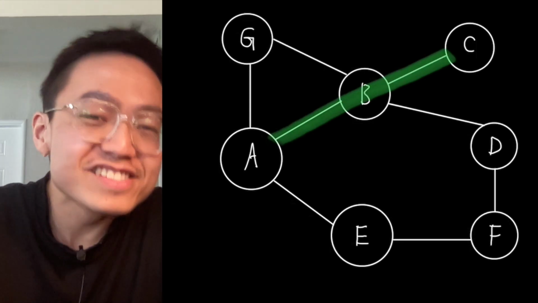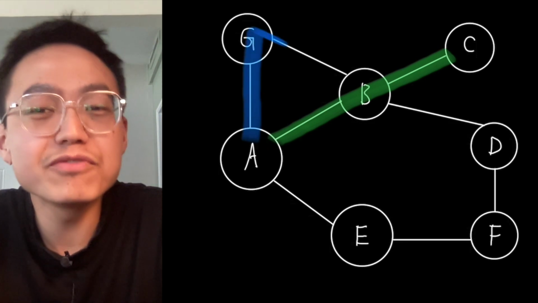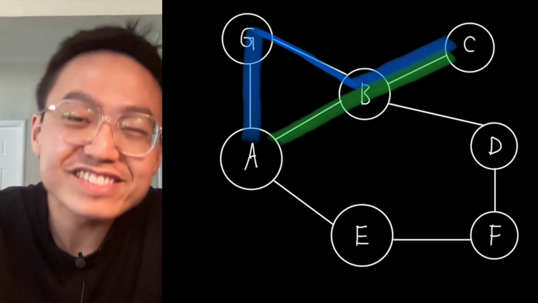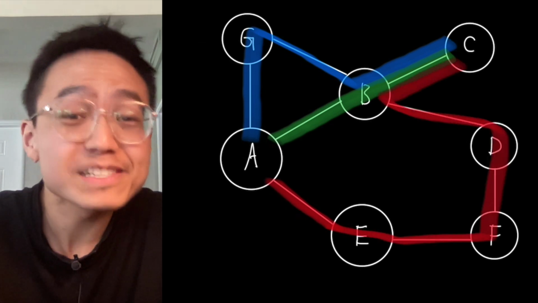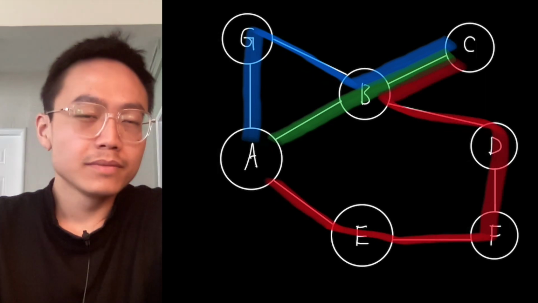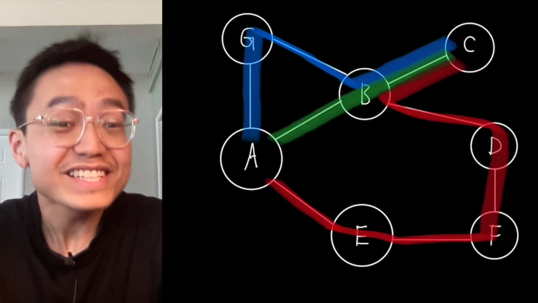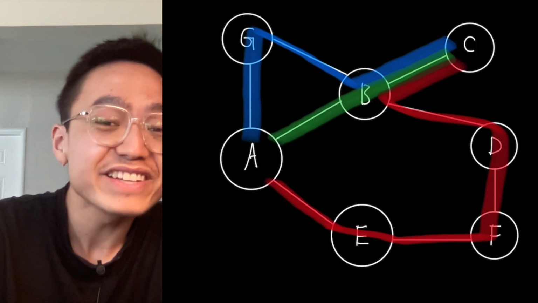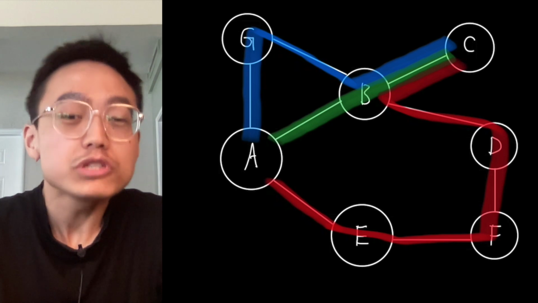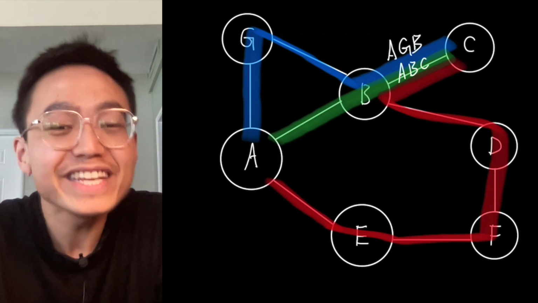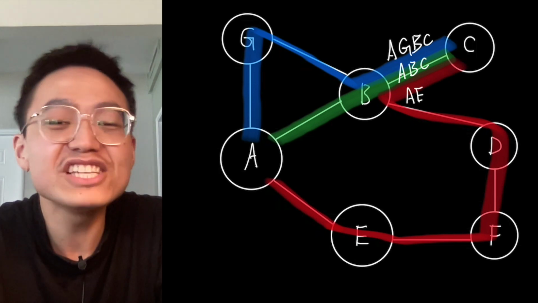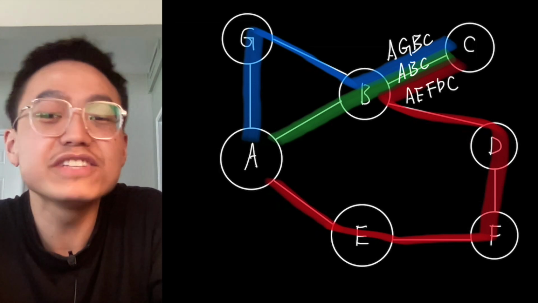If there exists at least one path between two vertices, these two vertices are connected. A and C are connected because there is at least one path connecting them. A path is the sequence of vertices to go through from one vertex to another. There can be multiple paths between two vertices. Paths from A to C are ABC, AGBC, or AEFDBC.